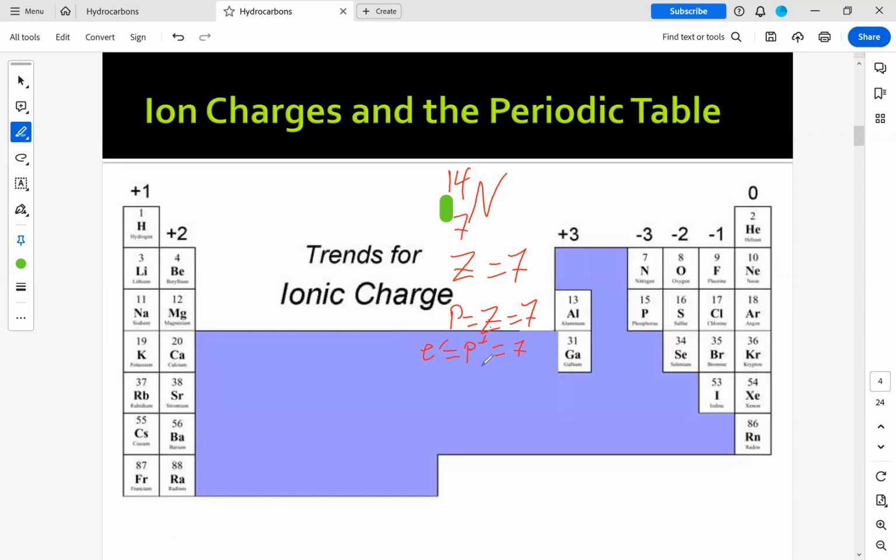Just if it's an atom, if it's neutral. Okay? If it's an ion, no. The number of electrons will not be equal to the protons if we have an ion. Ion means a charged atom. What is the definition of ion? Ion is a charged atom, which means it either lost or gained electrons.